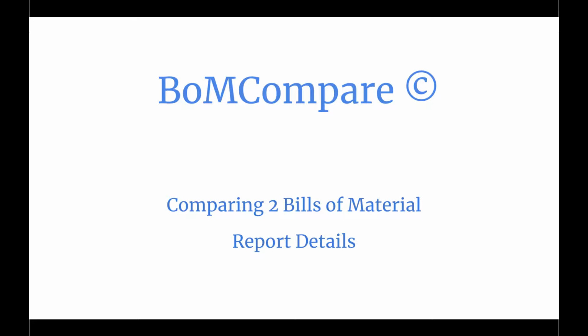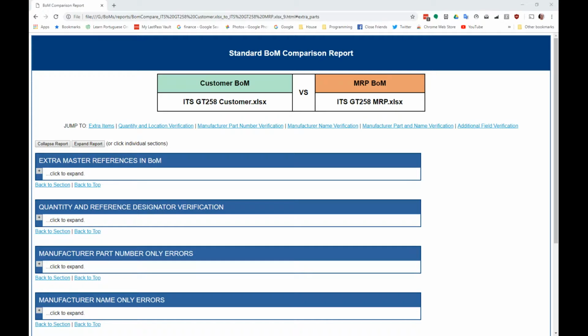The report is an HTML file that will open in your default browser window when you finish formatting and run the report from BoMCompare. As you can see here, at the top of the page are the two titles that we gave to our bill of materials. One was the customer BOM versus the MRP BOM, and below that is the name of the two files. We want to find out if I've captured all the customer information into my MRP BOM before I order any parts or issue the BOM to production for manufacturing.